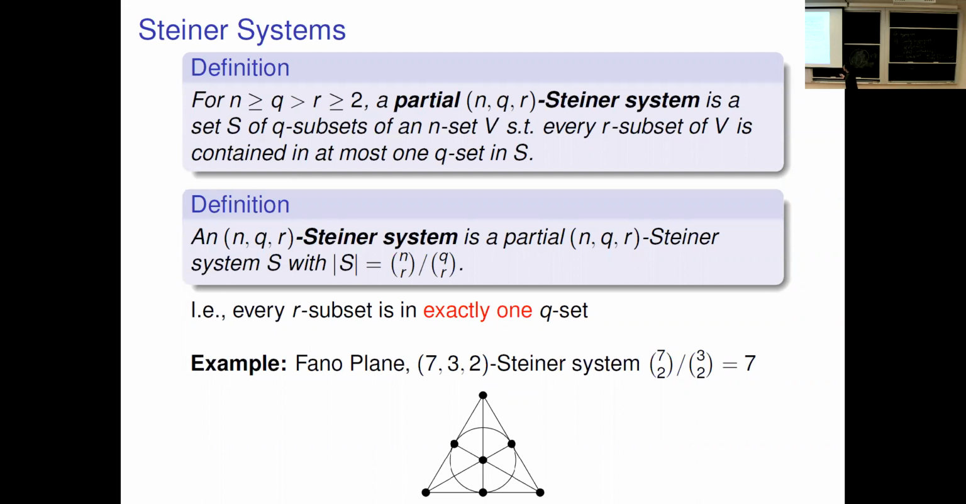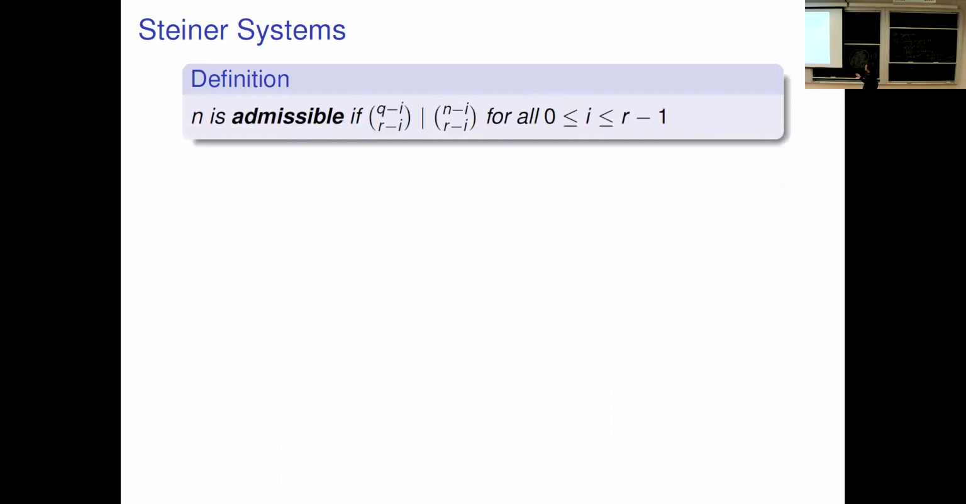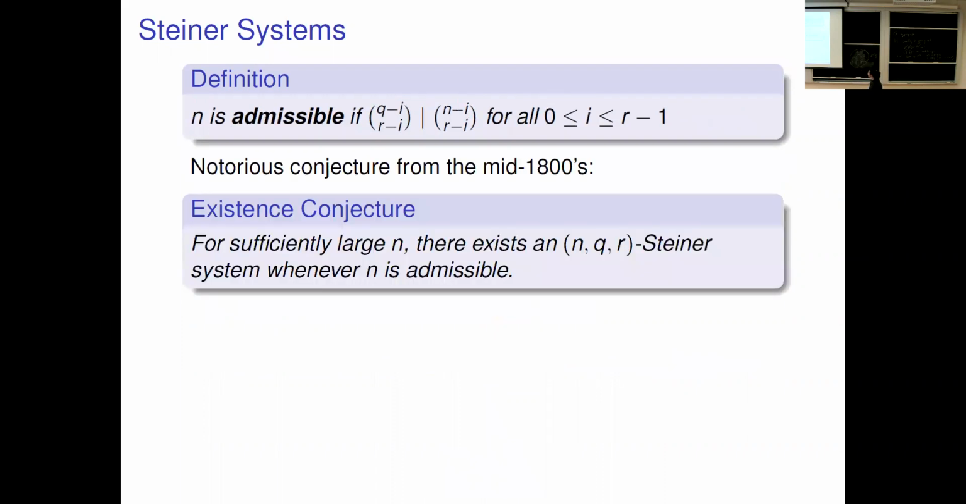So maybe let me touch on a couple important conjectures that have recently been solved. There are certain obvious necessary divisibility assumptions that we're going to assume. A natural question is, when do these things exist? One of the first problems from the 1800s in design theory is, when do these things exist? And the conjecture was, when the obvious necessary assumptions hold, we can actually construct these if n is sufficiently large.